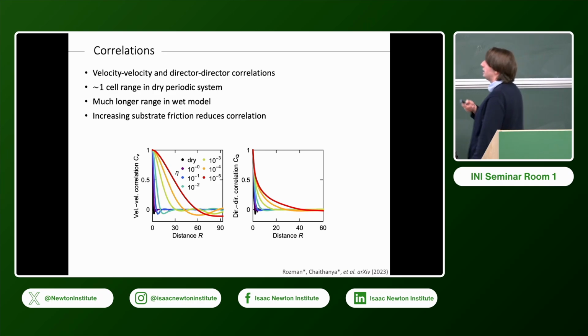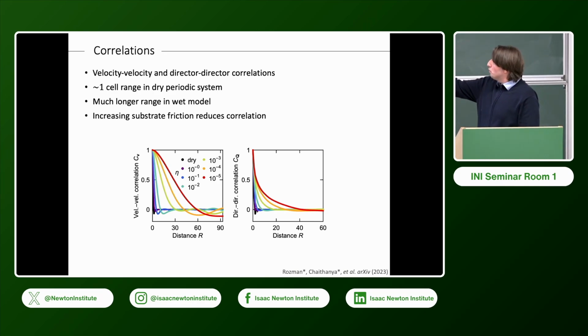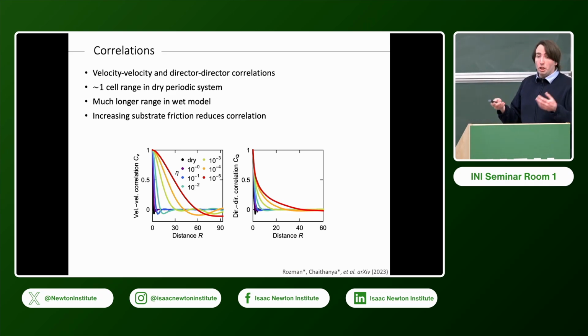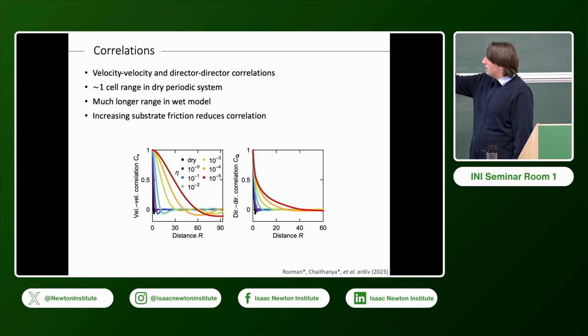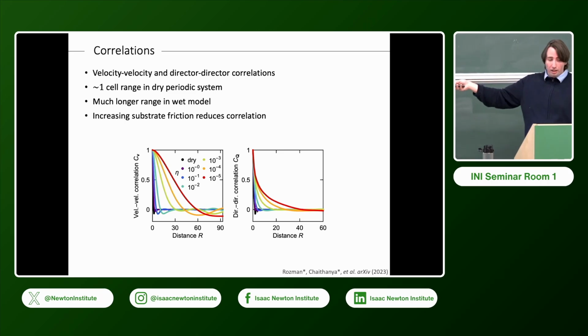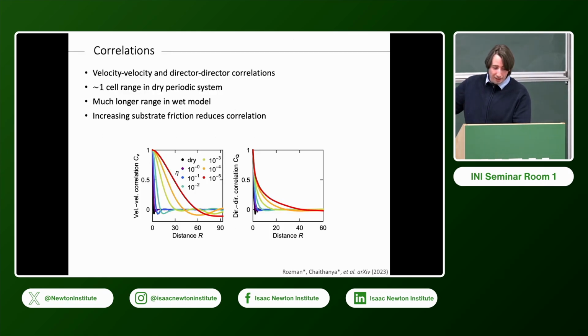Now, as you go into the wet model, you can start getting long-range correlations. Because if you look at the dry model and calculate velocity-velocity correlations or director-director correlations, they end up being essentially 1 to 2 cells long. But as you add viscosity and reduce the substrate friction by orders of magnitude, your length scale starts to become very, very long, and eventually you have to simulate something of 40,000 cells to even be able to measure it. But you end up with length scales of order 40 cells. So twice the width of the channel, I think, is roughly where we are.